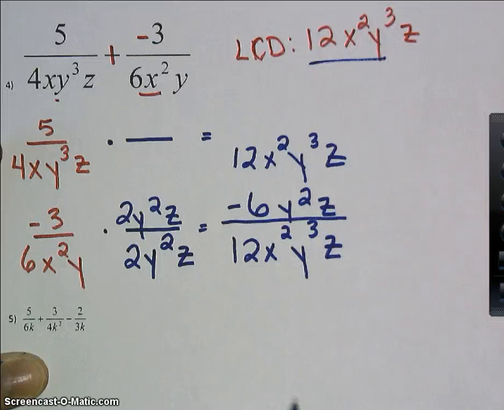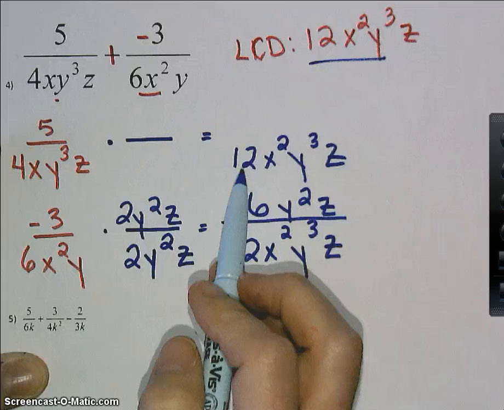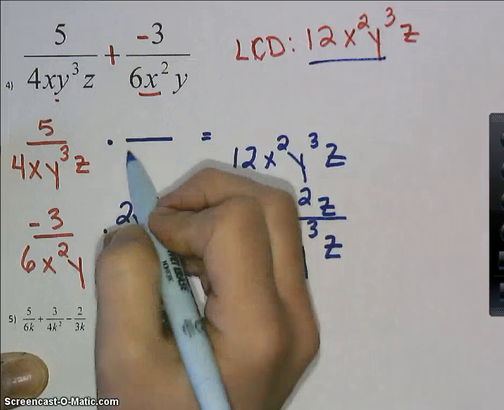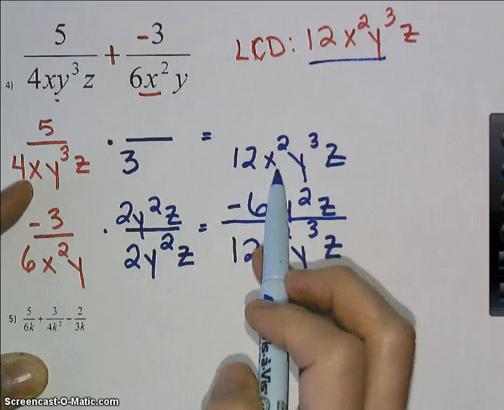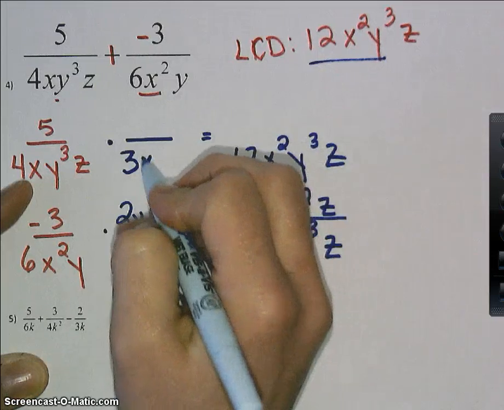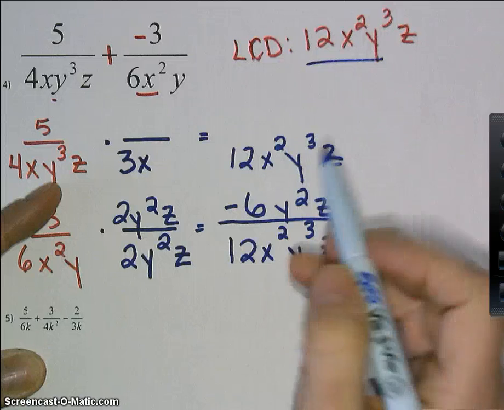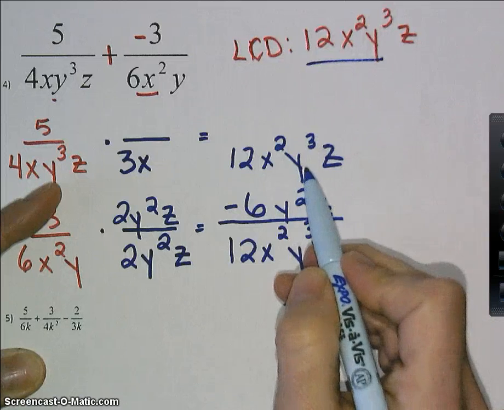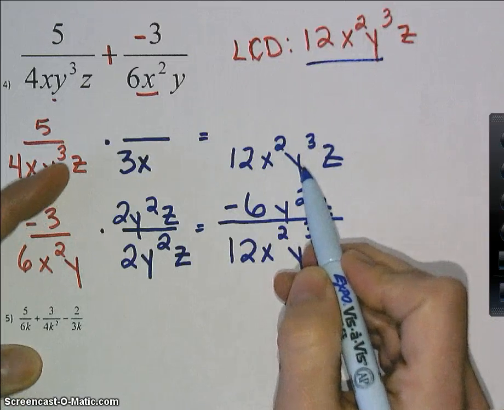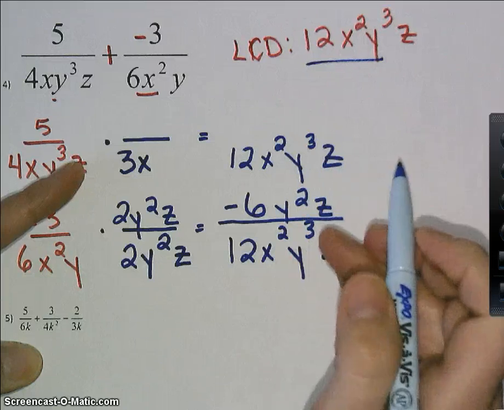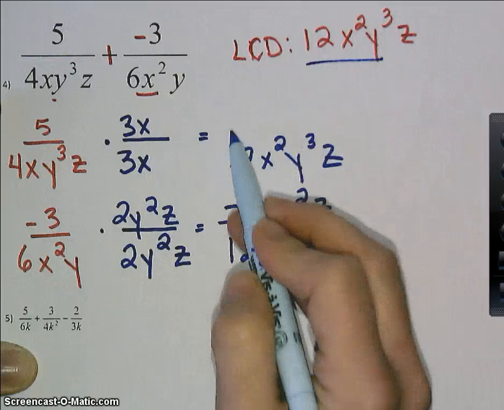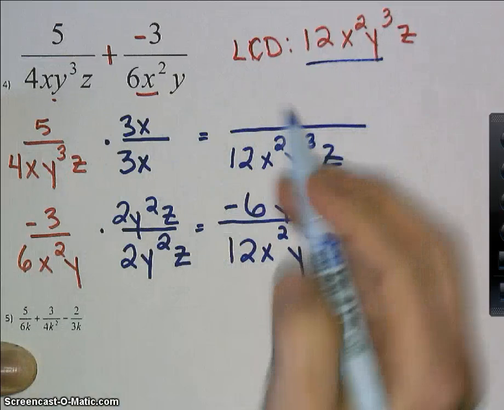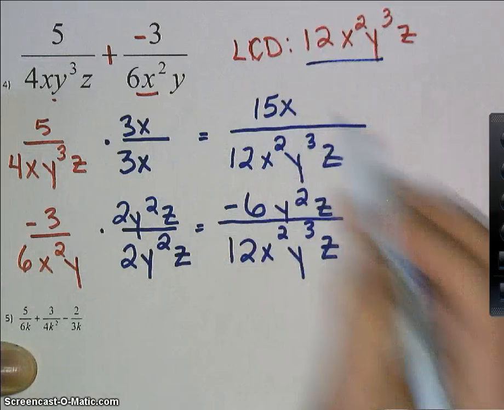And then let's look at the top one. 4 times what gives me 12? Well, 4 times 3. X times what gives me x squared? Well, I need an x there. Y to the third times what gives me y to the third? I don't need any more. And z times what gives me z? I don't need any more. So then I'm done. I multiply by 3x. So my top is 5 times 3x is just 15x.